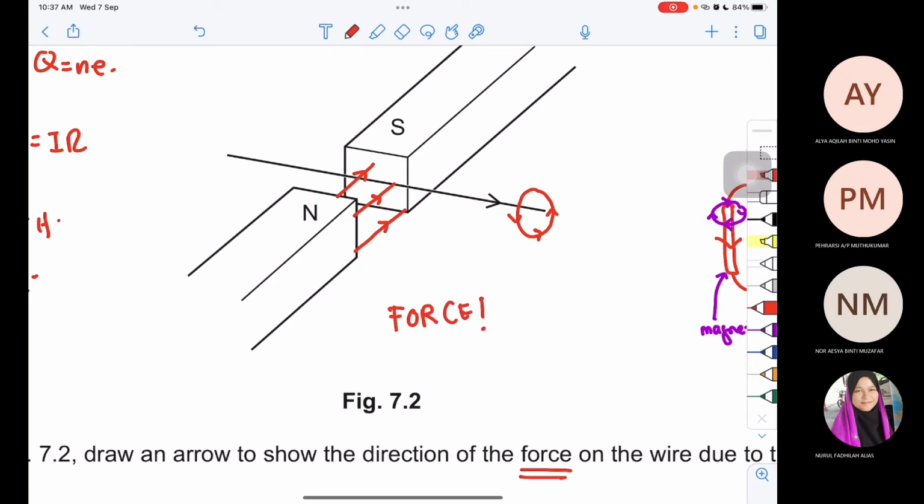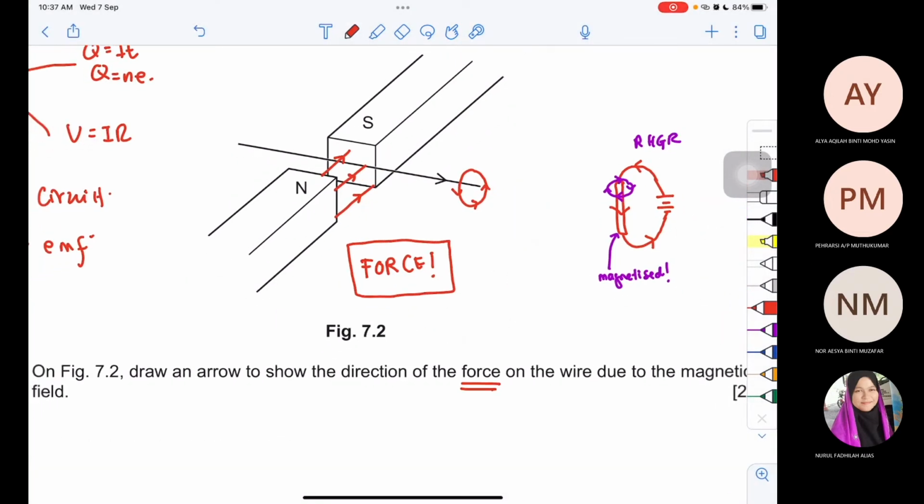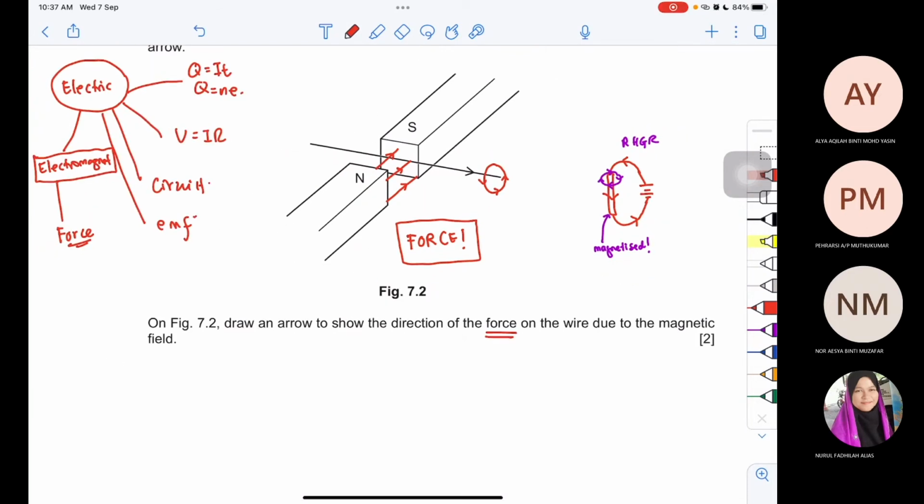So what am I talking about? What I have explained can be your explanation in the answers, if the question asks you to explain. If the question does not ask you to explain, it asks you for the application. So that's how. So on figure 7.2, draw an arrow. So that is just the concept. The question just wants you to draw the arrow.